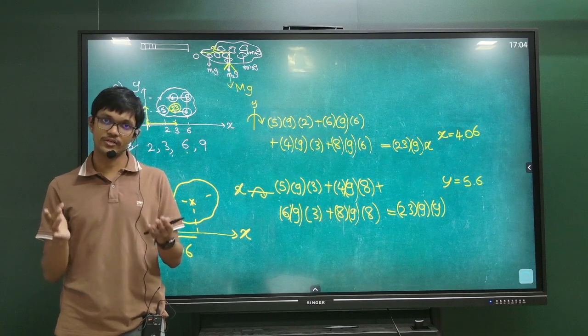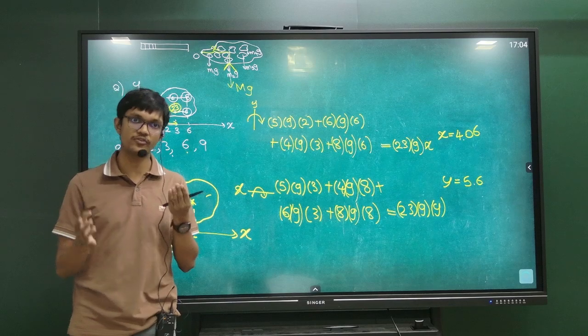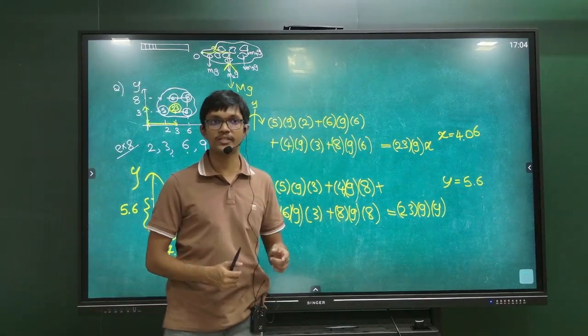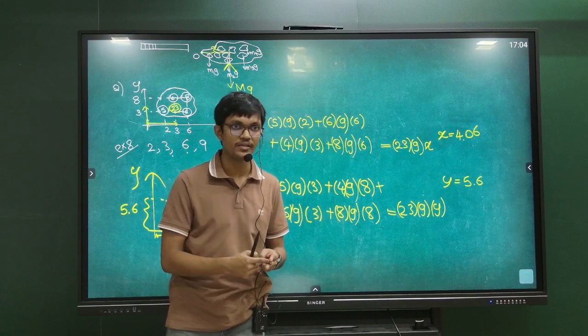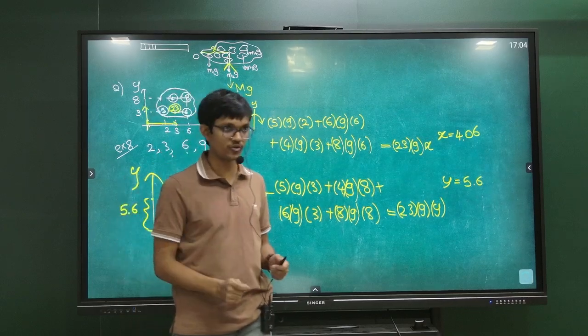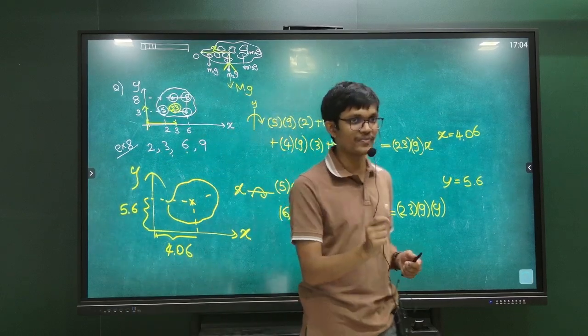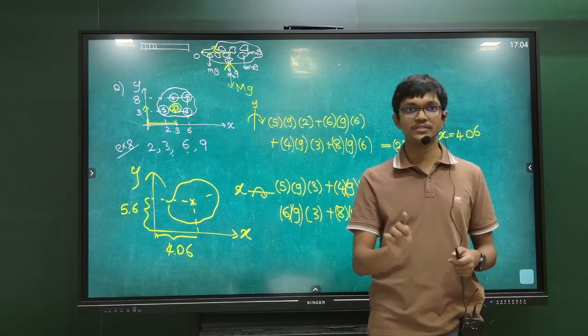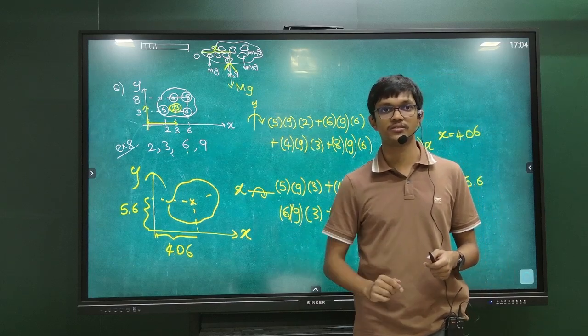That means there's no difference between center of gravity and center of mass, right? With g or without g, you will get the same answer for x and y. That means there's no difference between center of gravity and center of mass. Clear? But there's a difference in some situations.